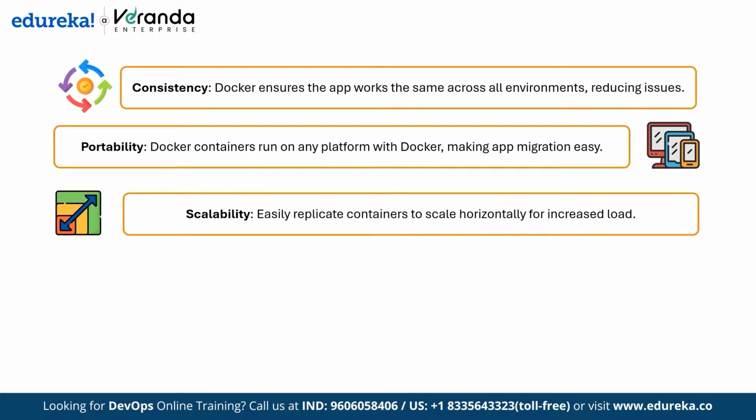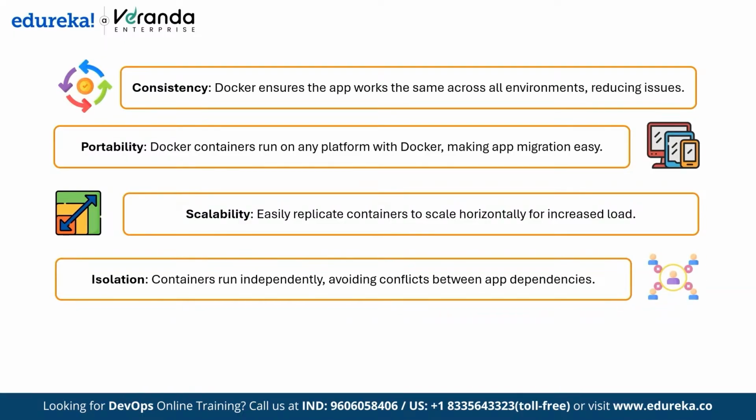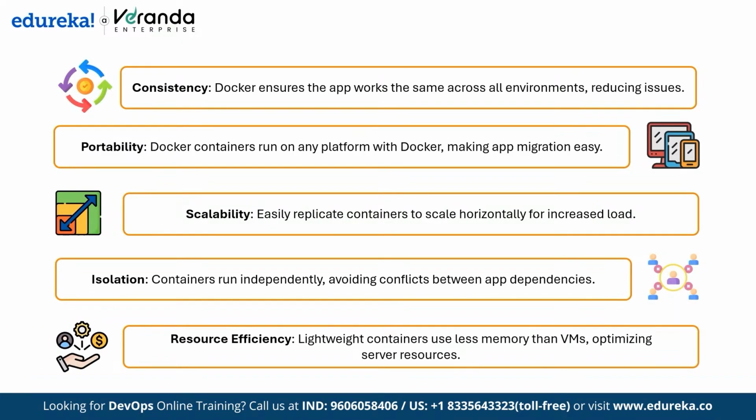Then we have its scalability. Docker makes it easy to replicate containers, enabling horizontal scaling to handle more load without complex configuration. Isolation. Each container runs independently, which isolates applications and reduces conflicts between dependencies. Last is its efficient resource usage. Docker containers are lightweight and efficient, using less memory than traditional virtual machines, which helps optimize server resources. Docker actually streamlines application deployment, reduces infrastructure costs, and also supports agile development and continuous delivery workflows.